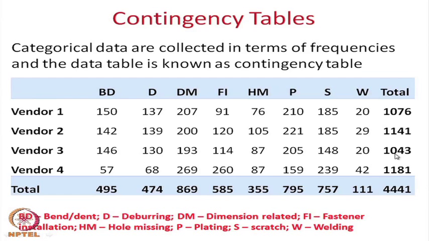So, that means there may be some relationship. What I mean to say is, as here it is less, somewhere it is contributing more. For example, if you see the dimension related defects, vendor 4 is contributing 269 defects compared to others, where vendor 1 is 207. Okay. So, in this manner, what I mean to say is that there may be a relationship between the vendors and categories of defects.